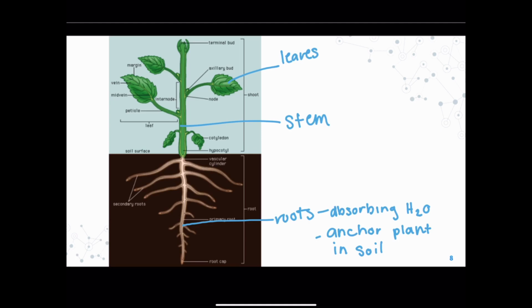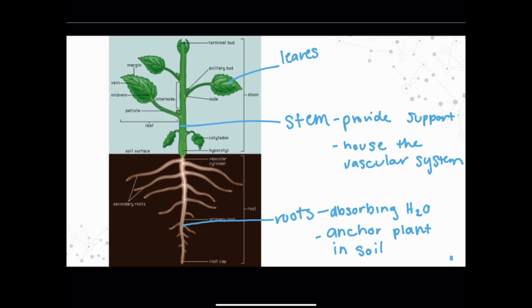Stems, on the other hand, provide support for the plant and house the vascular system of the plant, which we're going to talk about in a little bit. So how's the vascular system?